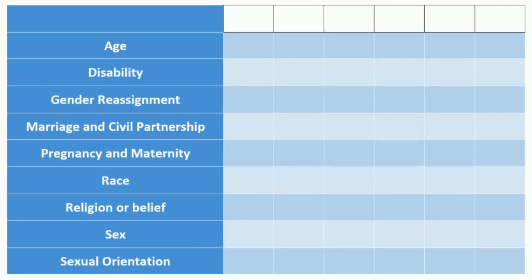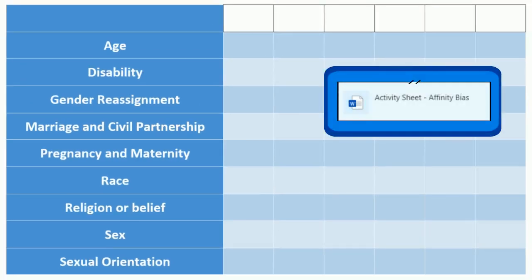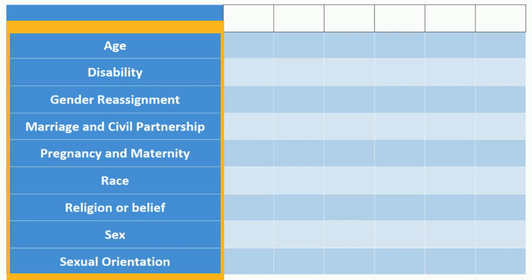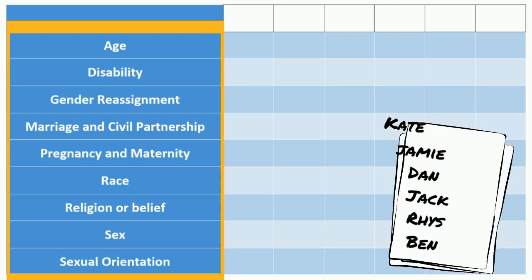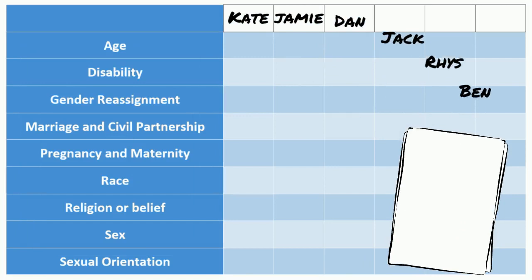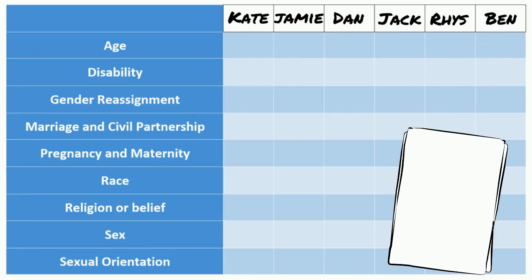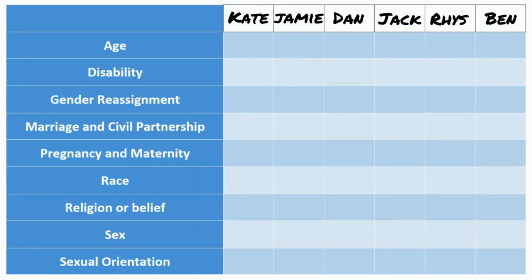Next up, you'll need the activity sheet. If you need to download it or print it out, it's available on the top right corner of this page. On the handout, you'll see that we have populated the first column with the 9 protected characteristics. What I would like you to do is head up the remaining columns with the names of the people you've chosen as your 6 friends. Your table should look something like this.